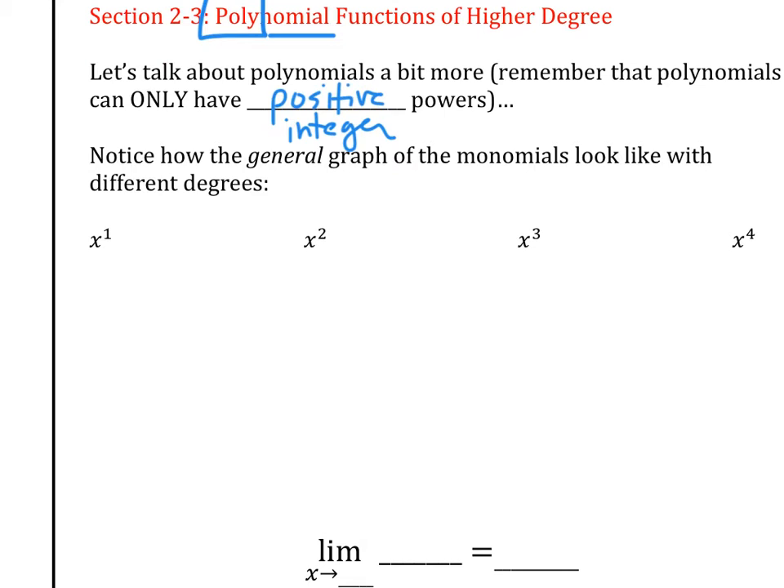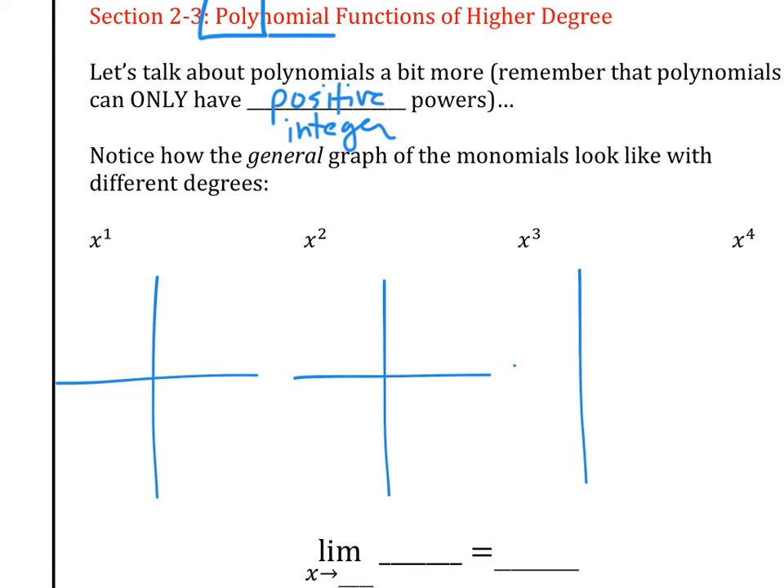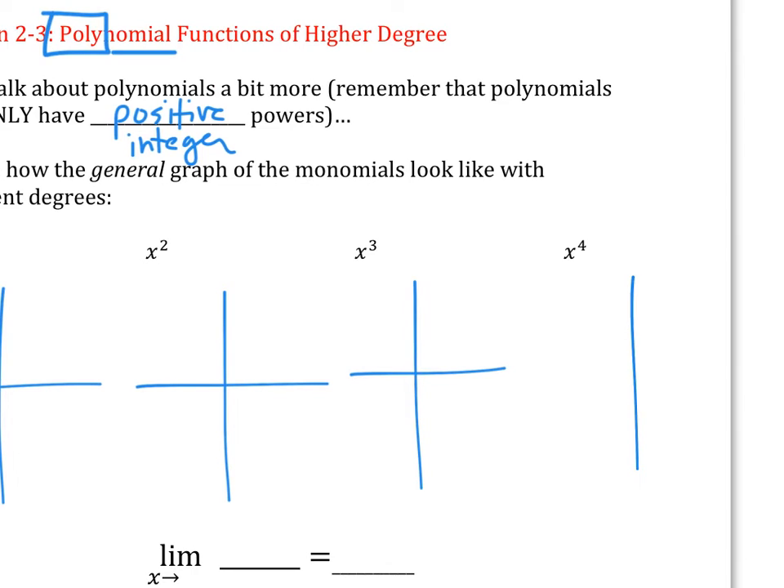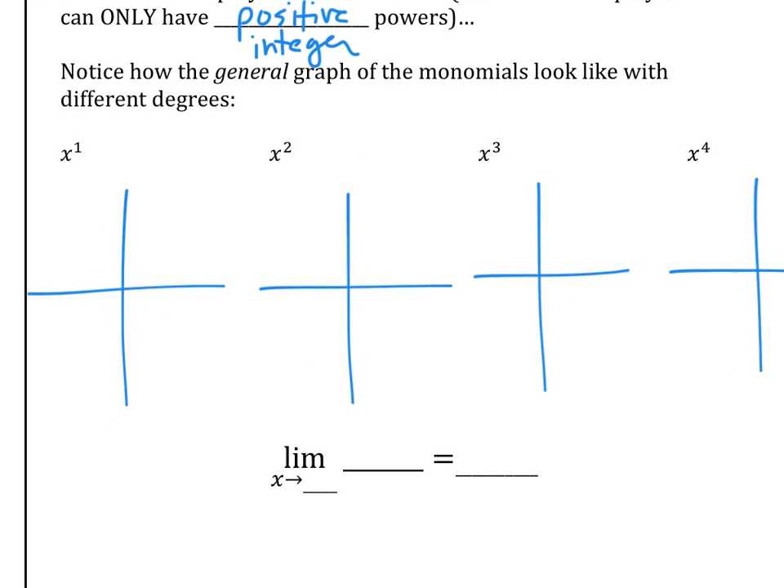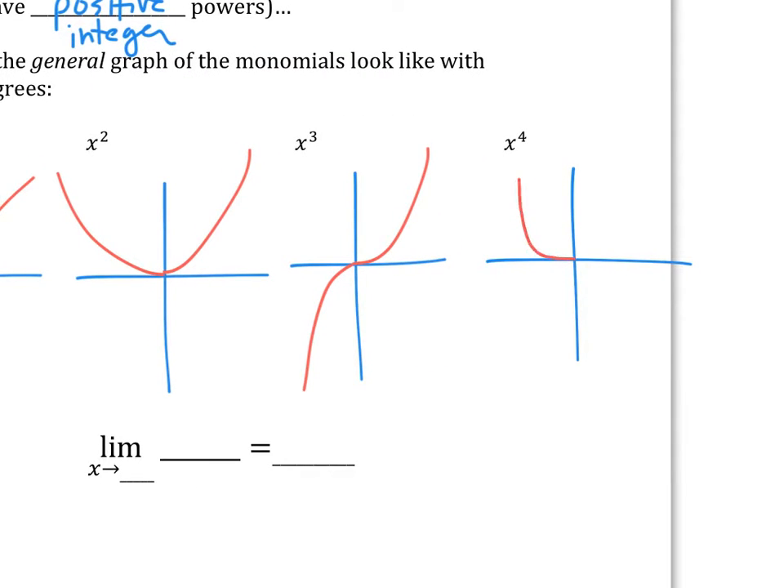Okay, so let's look at the general graphs of x to the first, x to the second, x to the third, x to the fourth. We're going to do a quick exploration of how they are similar to each other by the powers that they have. So x to the first, if you recall, is a linear line. X squared, if you recall, is a parabola. X to the third, the cubic function, x cubed looks like this, but we're just going to talk about it in general. And then x to the fourth looks like this.